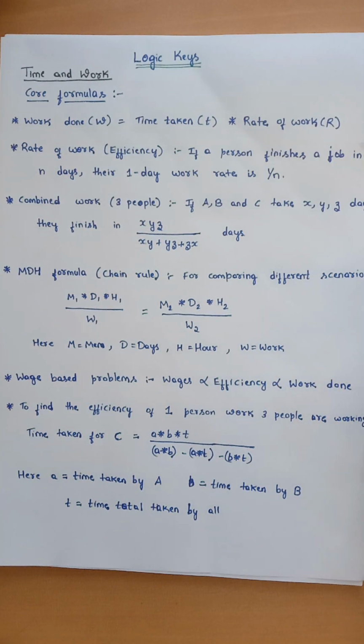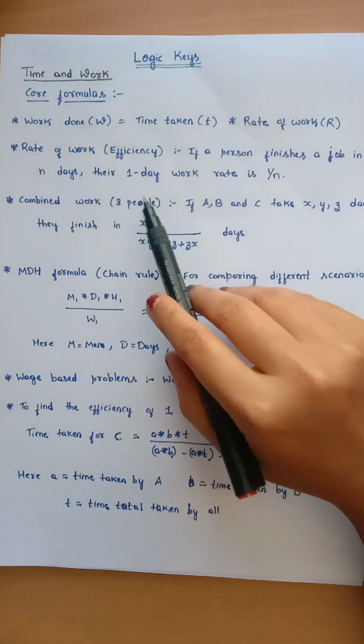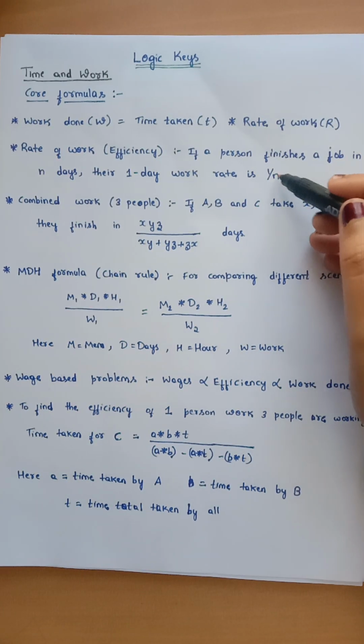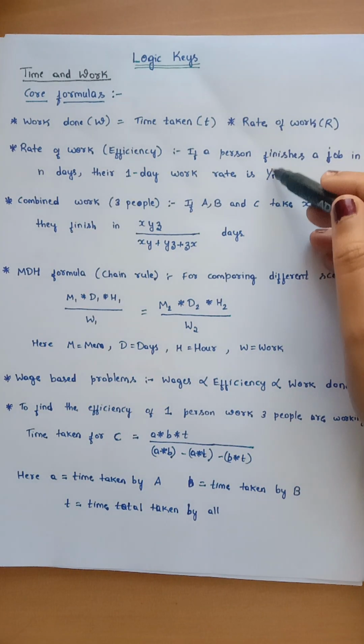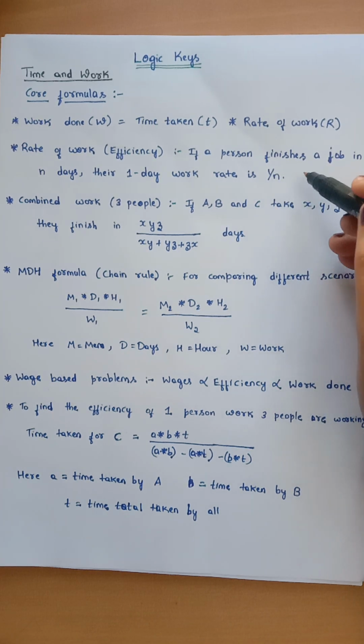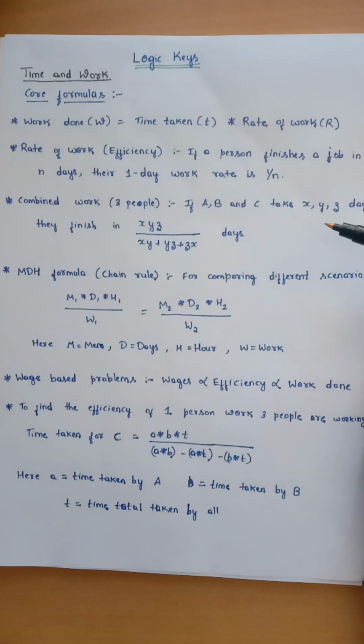Rate of work or efficiency. Usually, rate of work or efficiency is calculated by the number of days they have taken to complete a particular amount of task. And to calculate one day of work, we usually use the formula 1 by n. Here, 1 is the number of days, and n is the total number of days they have taken.